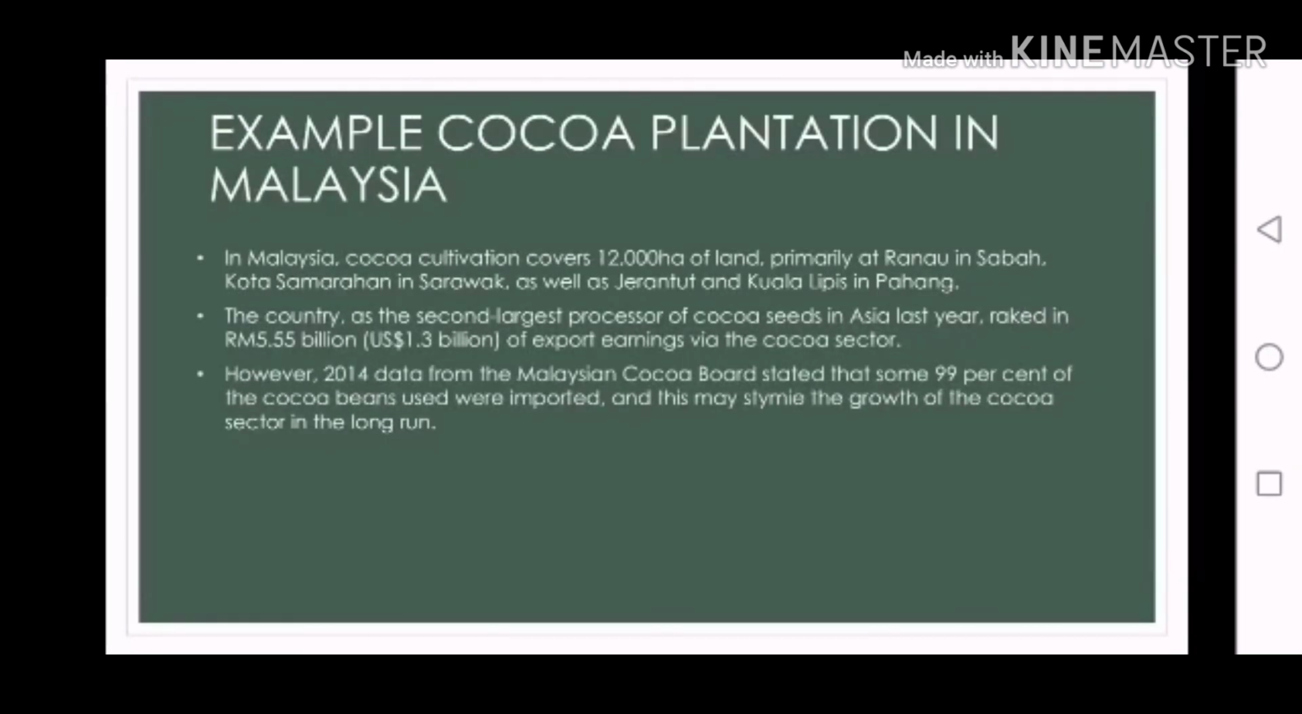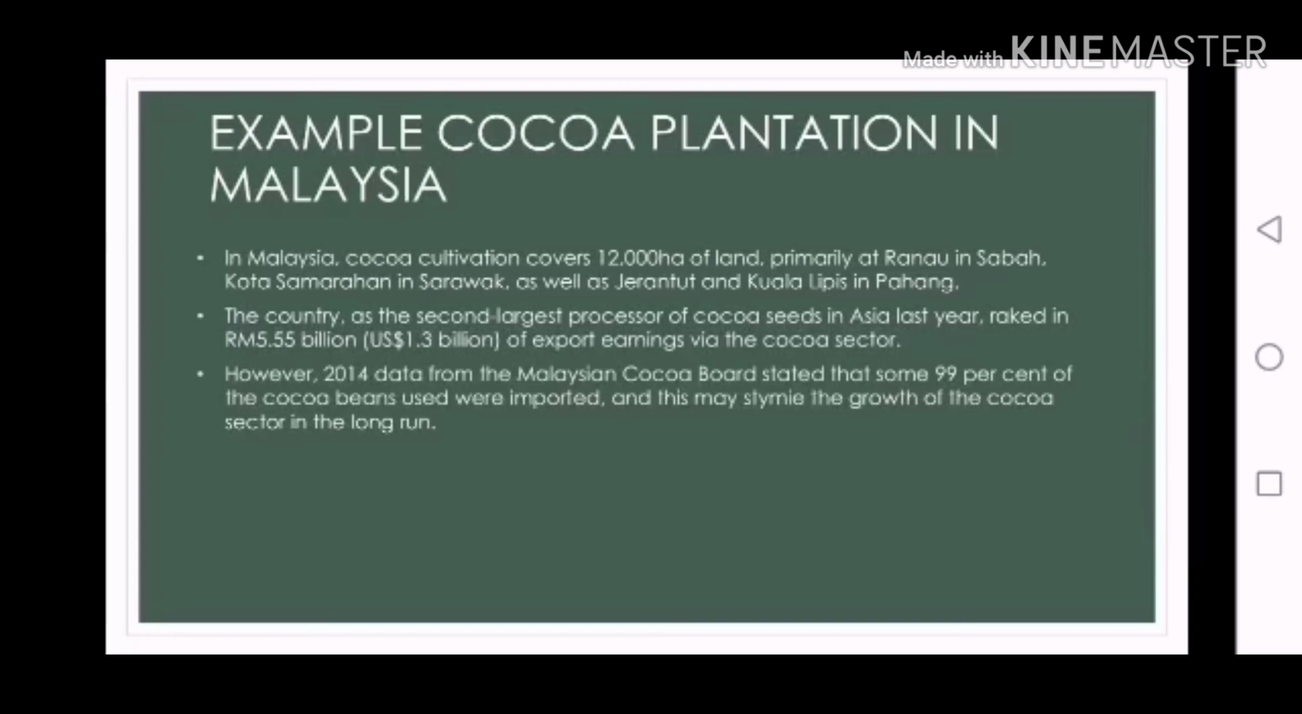And an example of cocoa plantation in Malaysia: we have 4 places that do cocoa plantation. In Malaysia, cocoa cultivation covers 12,000 hectares of land, primarily at Ranau in Sabah, Kota Samarahan in Sarawak, as well as Jerantut and Kuala Lipis in Pahang. The country was the second largest processor of cocoa seeds in Asia last year, ranked at 5.55 billion, which means 1.3 billion US dollars of export earnings via the cocoa sector.